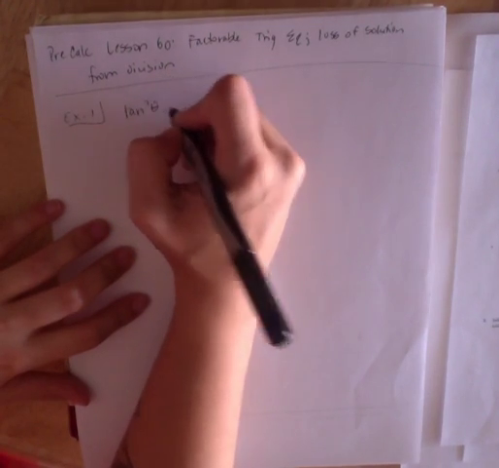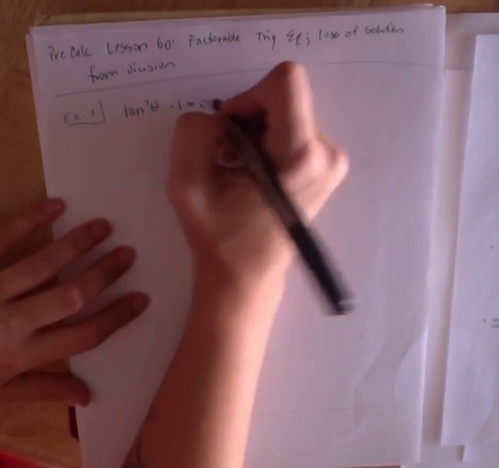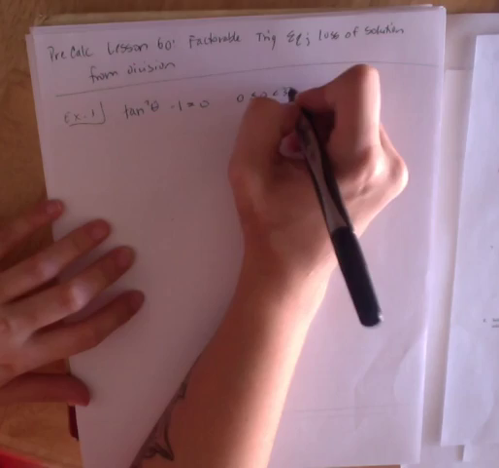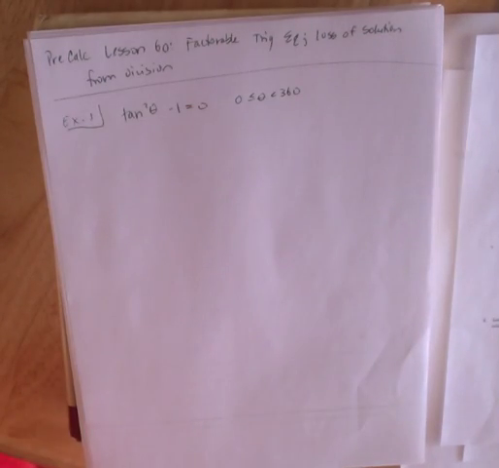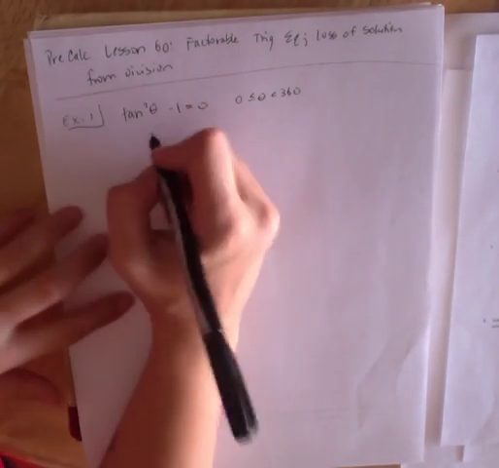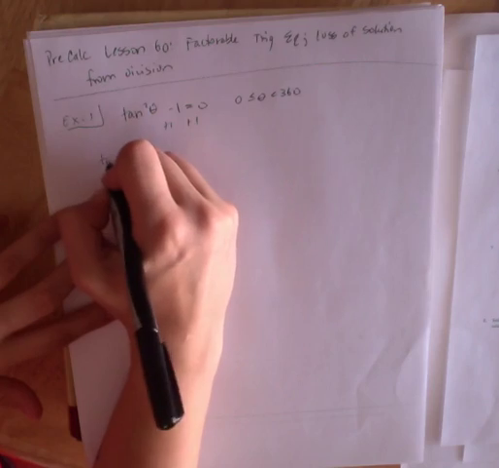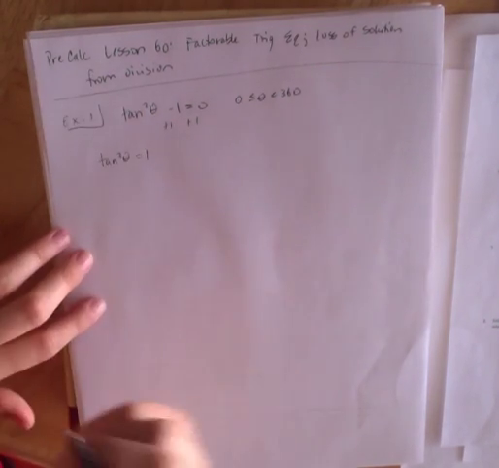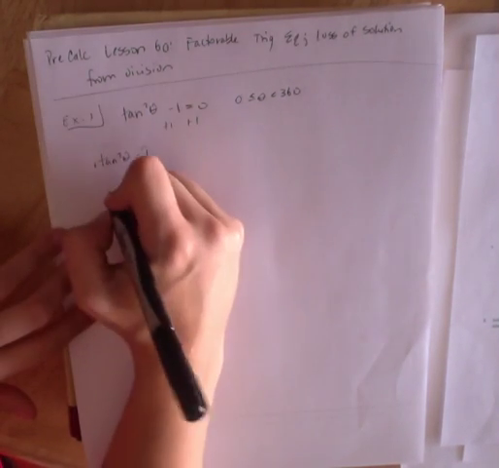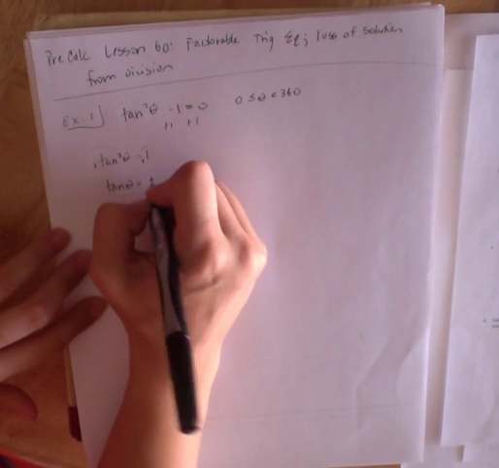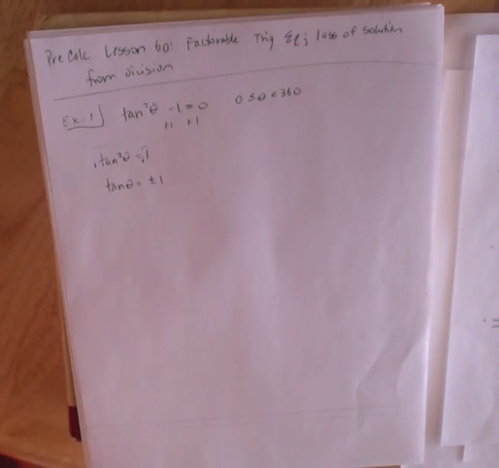So we are going to solve tangent squared of theta minus 1 equals 0, given that theta is between 0 and 360. Okay, so I add 1 over, get tangent squared of theta is 1, and I square root, giving me the tangent of theta is plus or minus 1. Don't forget, you have to use square roots.